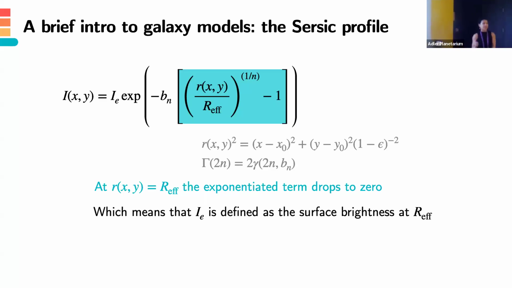I should note that the effective radius is defined as the radius that contains half the light of the profile. That's not as easy to read off from the equation, so I'm just going to assert that the effective radius is defined as the radius that contains half the total light of the model.